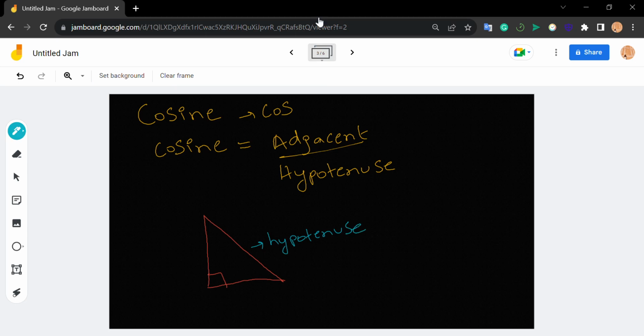Now, they've given us the angle as well. I forgot to mention that. Let's say this is the given angle. Now we know that this, what is the opposite side? The opposite side is this side opposite to the angle given. So this is going to be the opposite side.